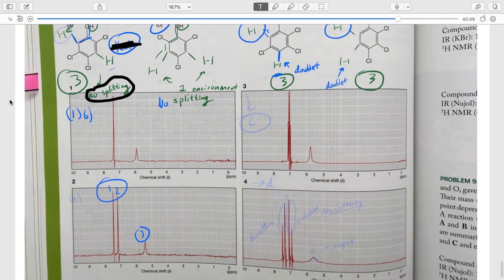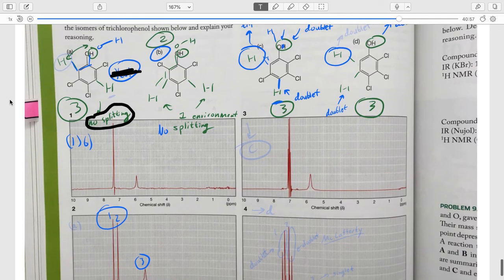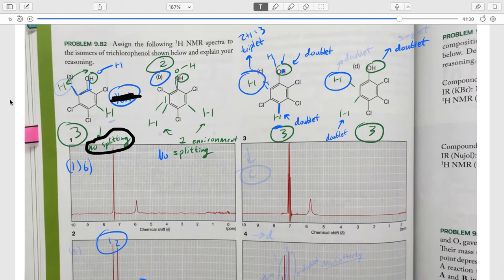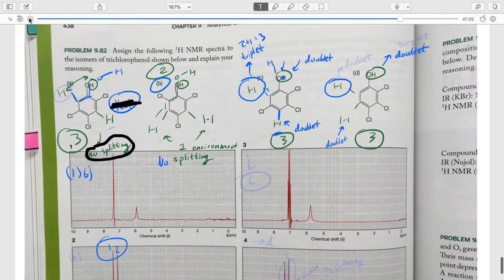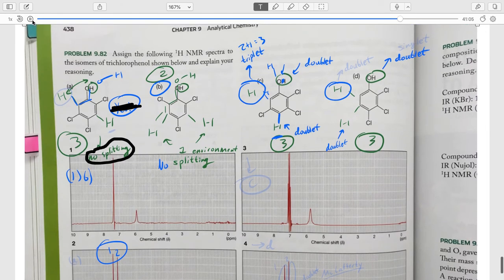Here we have the doublet because they're right next to each other. No, that can't be right. So this is where I was talking about earlier. Here they're actually too far apart from each other because it's 1, 2, 1, 2, 3, 4. It's 4 sigma bonds. So this one, wait. Ignore what I just said.